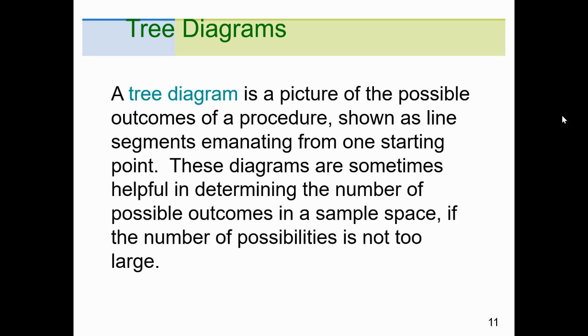A tree diagram is a picture of possible outcomes of a procedure, shown in line segments emanating from a starting point. These diagrams are sometimes helpful in determining the number of possible outcomes in a sample space if the number of possibilities is not too large.